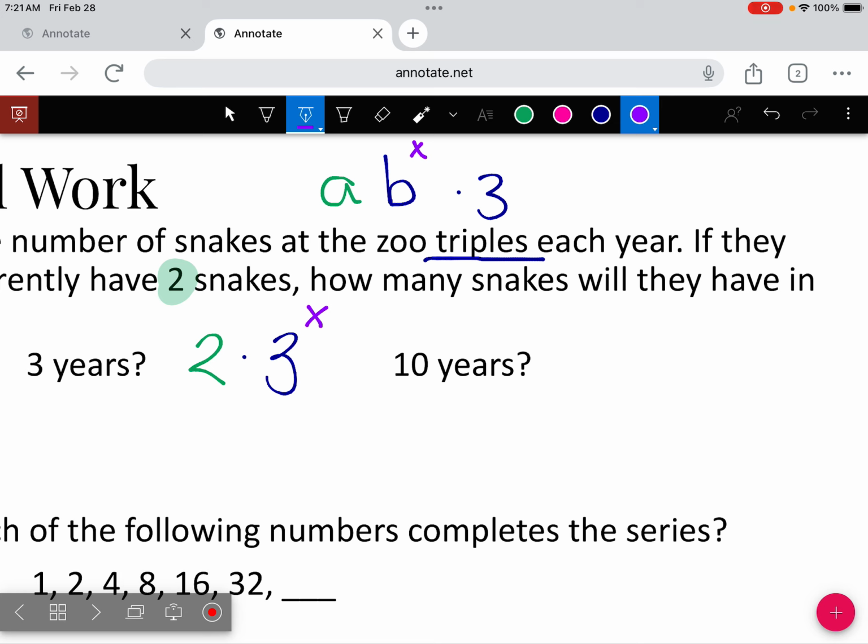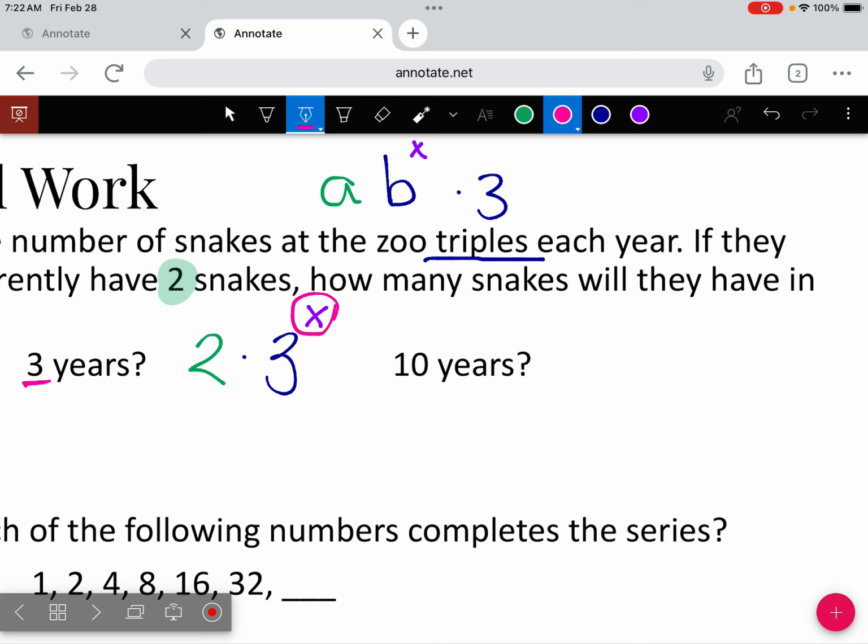So what do we think for 3 years? How many snakes will the zoo have? Because we're taking this 3. I say, y'all, we're going to keep using this today. It's going to be kind of important for this chapter because it's the structure. They're only going to get more complicated than this. This is about as simple as they get.